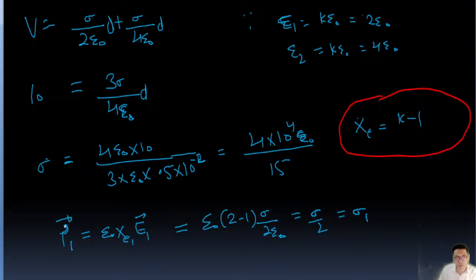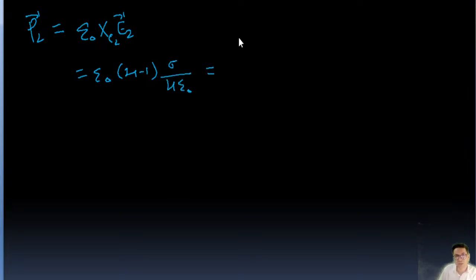Similarly this is P1. Now we'll find P2. P2 is the same, epsilon 0 chi e2 times E2. So this is going to be epsilon 0 times (4 minus 1), and the E2 value is sigma upon 4 epsilon 0. So this value is going to be 3 sigma upon 4. Epsilon 0 will get cancelled.